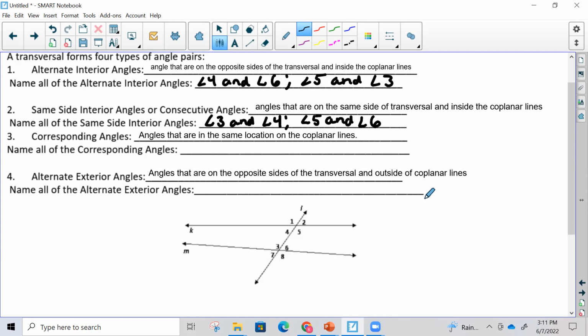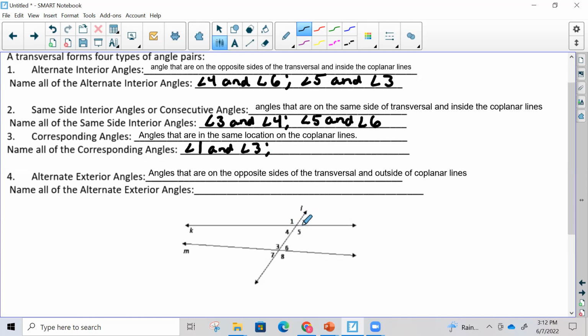The third type is corresponding. Corresponding isn't as obvious with the name, but corresponding means that they're in the same location on the coplanar lines. Again, with these angle pairs, I'm comparing the angles on line K with the angles on line M. If I look at angle 1, it's on the top left of line K. When I look down here, I'm looking for that same location on line M. The top left of line M is 3. So angle 1 and angle 3 are one pair of corresponding.